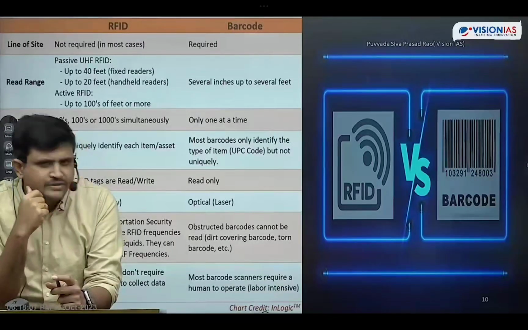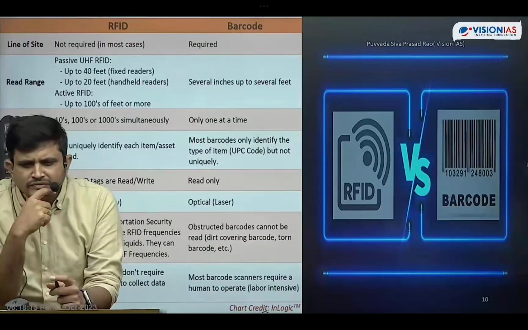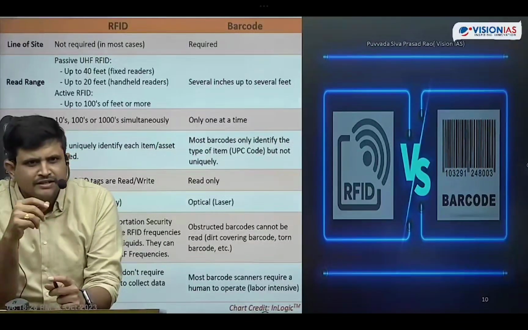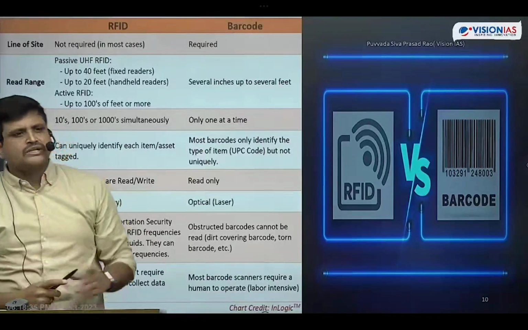Now the next one: without human interference, we can read an RFID tag. But a barcode can be read only with human interference.